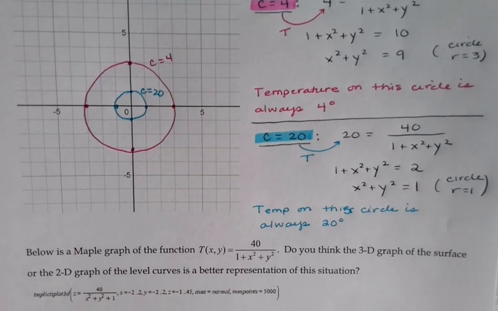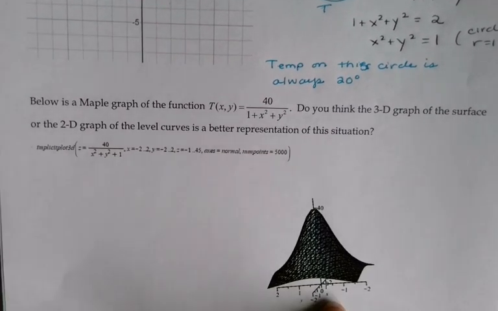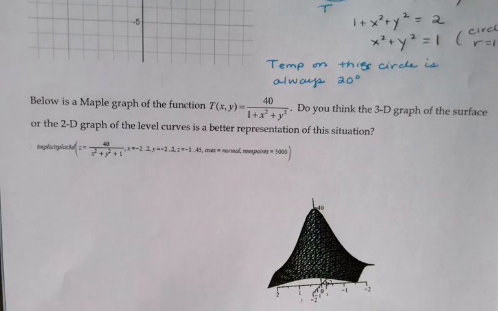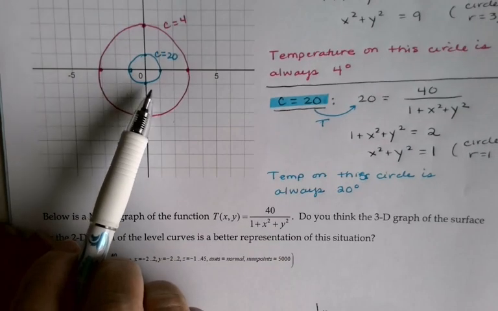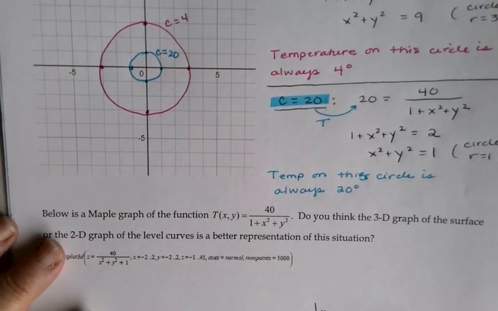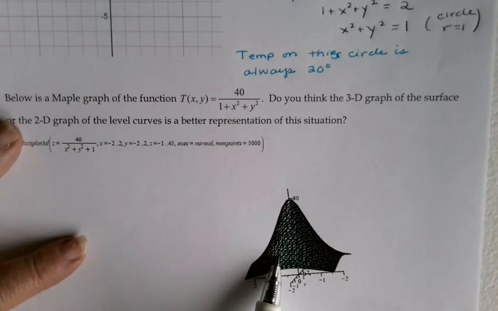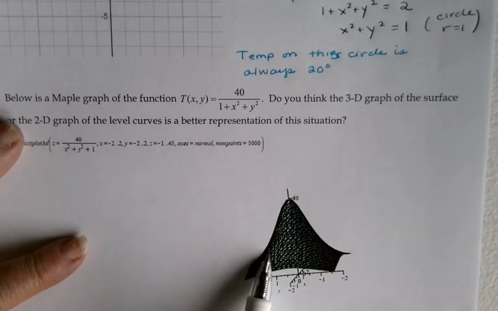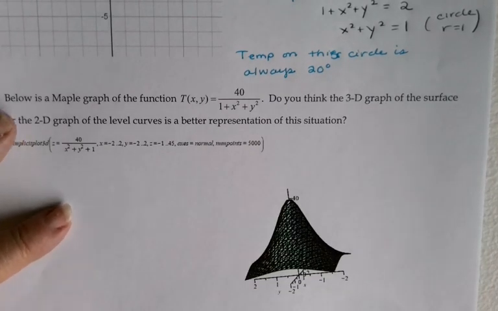All right, down below we have actually a Maple graph of the function 40 over 1 plus x squared plus y squared. And the question is, do you think that the three-dimensional graph of the surface or the two-dimensional graph of the level curves is actually a better representation of the situation? And I would argue that in many ways, it's actually the two-dimensional graph that better represents this situation. We aren't actually climbing up a hill. We don't have a true third dimension that we're discussing.